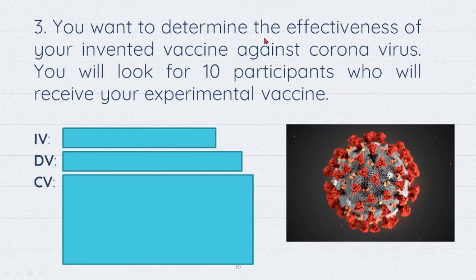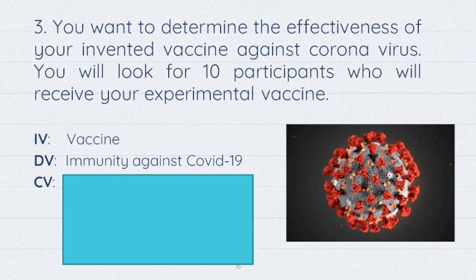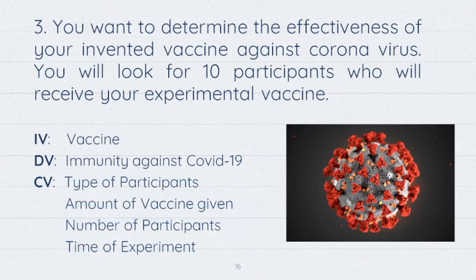And then for our last example, you want to determine the effectiveness of your invented vaccine against coronavirus. You will look for 10 participants who will receive your experimental vaccine. What is the factor that we want to manipulate? Obviously, that is the vaccine. What is the factor that we want to observe? The immunity against COVID-19. And what are the factors that we want to remain constant for all? The type of participants: if our participants are humans, all of them should be humans and we should not include other animals. The amount of vaccine given. The number of participants, so it is stated here that we are going to look for 10 participants. And the time of the experiment.